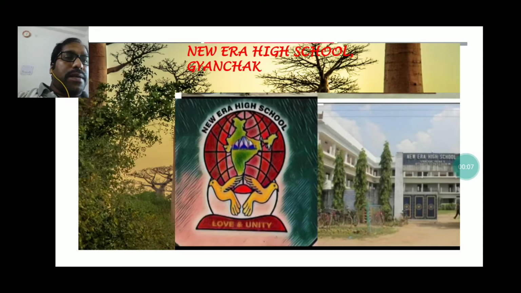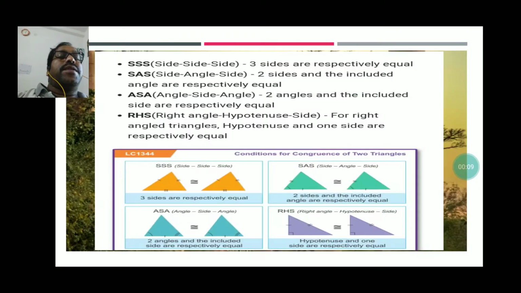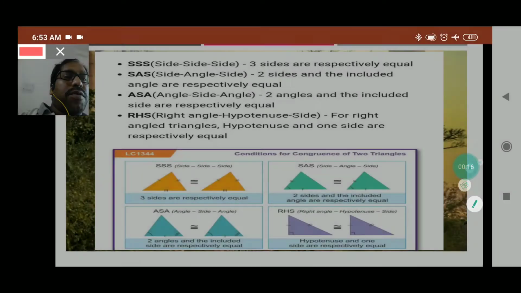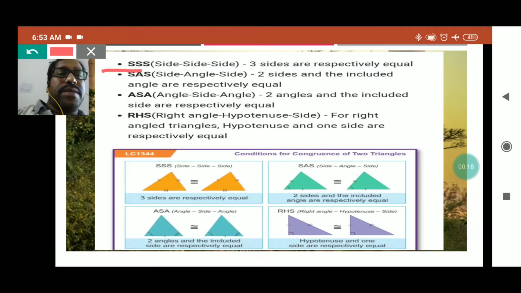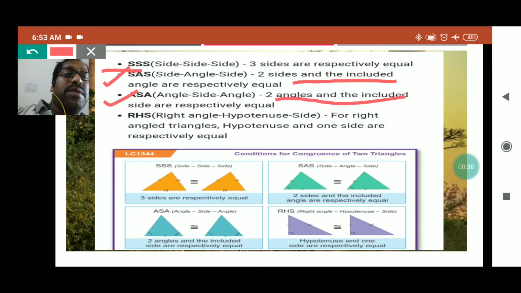So we are studying about inequalities in the triangle. Till now, we have read about congruency. That is a part of this inequality here. In congruency, we have read about SSS, where these sides are respectively equal. We have read side angle side, means two sides and the included angle are equal. Then we have read angle side angle, means two angles and the included side.